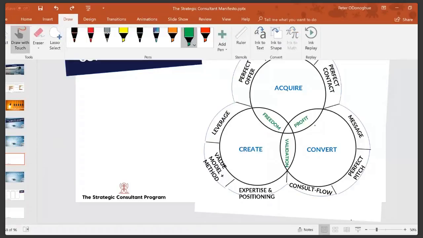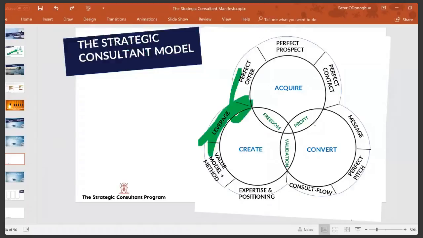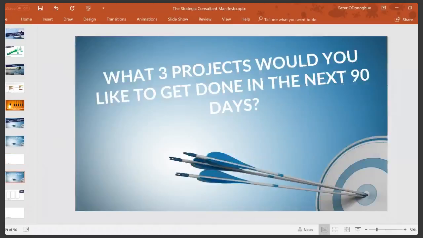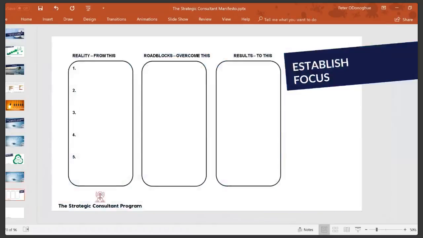So here's my goal for you. Whichever mechanism you use to get there, whether it's me or someone else or research and putting this in place, is to design a business model that's got every single part of this green, taken care of. Because it's only then that you build your strategic consulting business model. So what 3 projects would you like to get done in the next 90 days? Out of those 9 projects, what are the 3 that you want to get done in the next 90 days? Put them in the chat box.